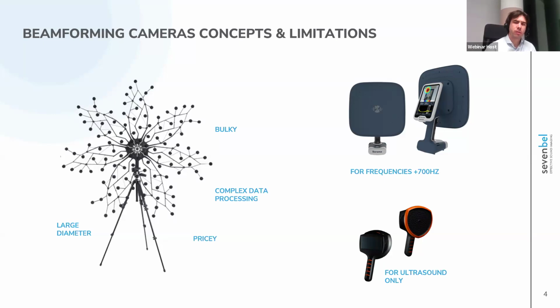Then there are much more portable instruments like the ones on the right, but they are very limited in terms of frequency response or spatial resolution. So the ability to precisely localize a source and showcase it in a compact way. The cameras like the one on the bottom right are mostly thought for the ultrasound range because they are very, very compact.